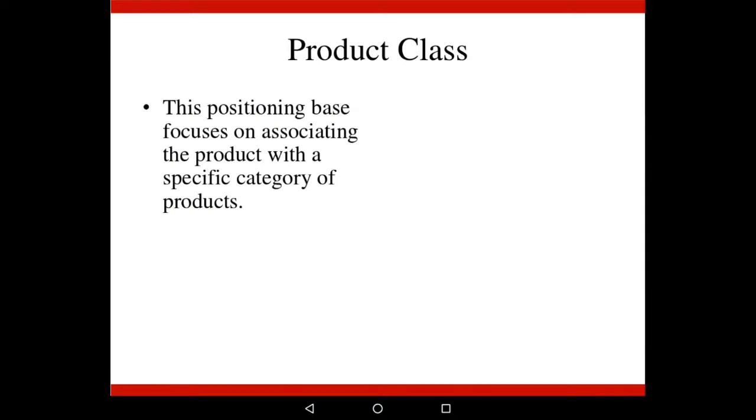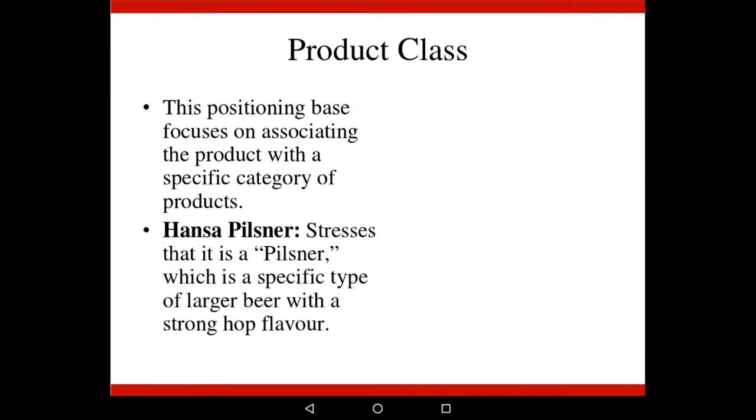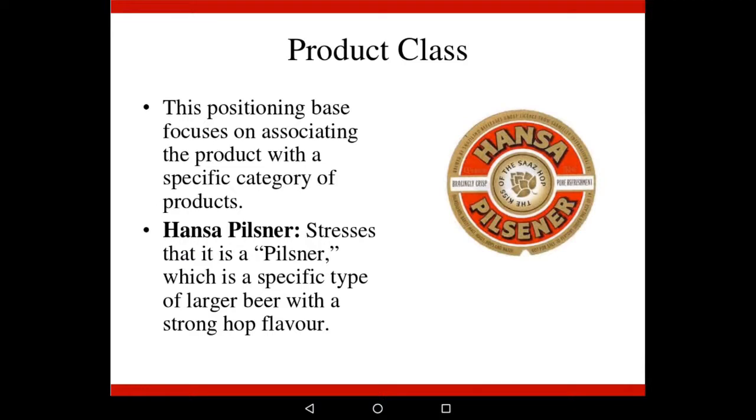Okay, then we have product class. This positioning base focuses on associating the product with a specific category of products. So Hansa Pilsner stresses that they are a Pilsner, which is a specific type of lager beer with a very strong hop flavor. You'll see it even on the lid, on their labeling. You'll see their Hansa Pilsner, and then it says the kiss of the Saaz hop. So they're focusing on this very strong hop flavor, and even in their ads, you will see they focus on this kiss, right? It's the foam at the top that's created by that strong hop flavor, which gives that crisp taste in their mouth.